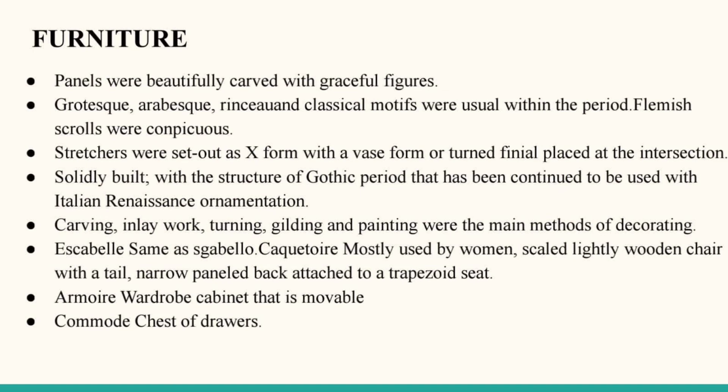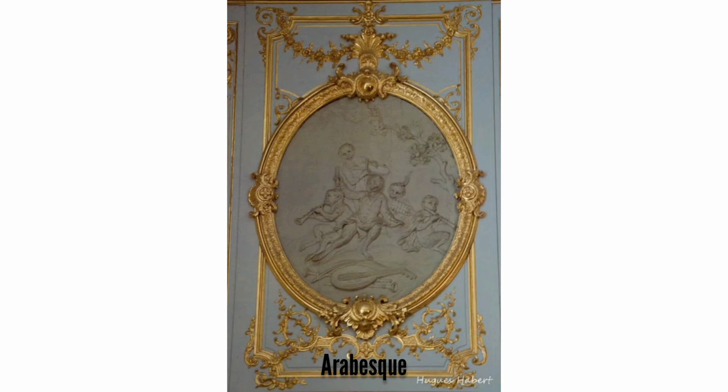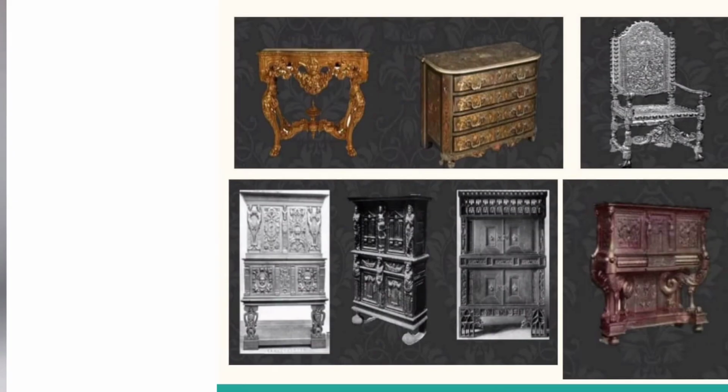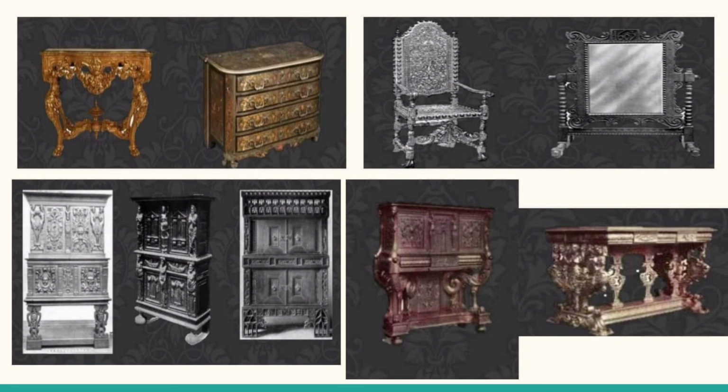Coming to furniture, the French country interior design style uses furniture to impart a flowing feel to a living space. Lines are curved while there is no hint of ornamentation or opulence, as natural materials like wood with carvings and a low-key finish are used. Panels were beautifully carved with graceful figures. Grotesque, arabesque, rinceau, and classical motifs were usual within the period. Flemish scrolls were conspicuous.